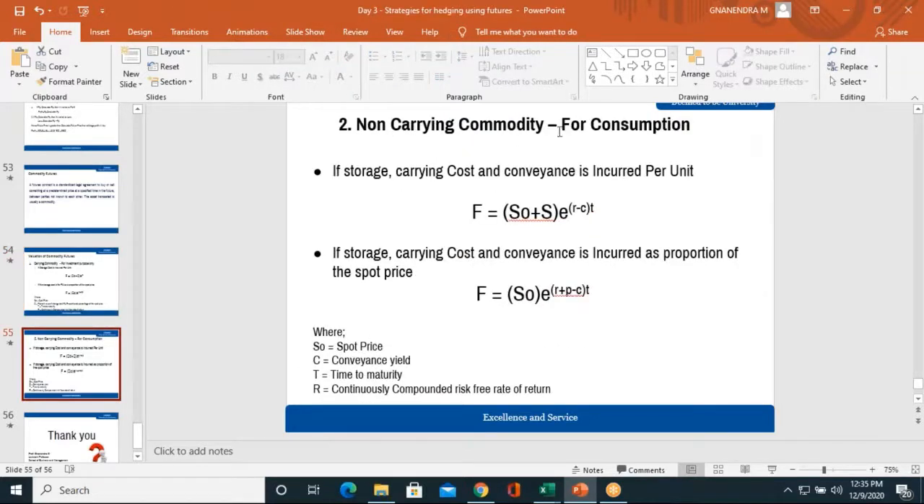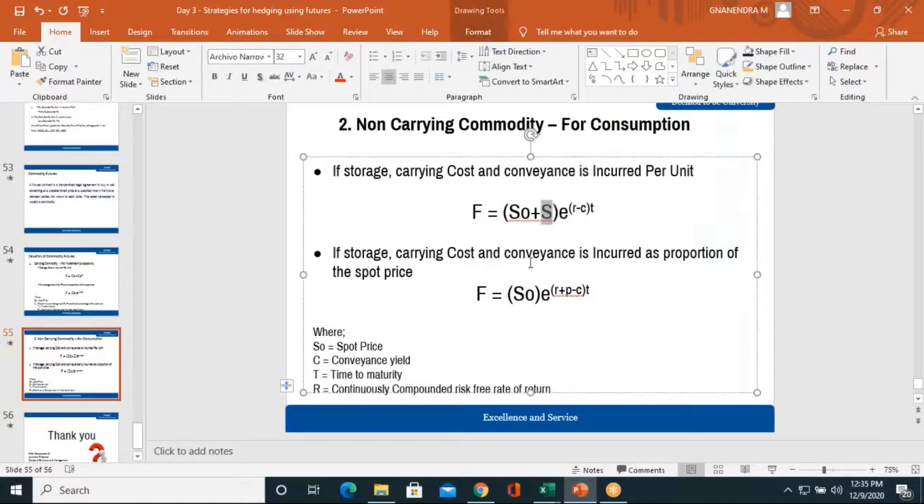Similarly, for non-carrying, this is for consumption, maybe agricultural products like oil, soybean, or whatever I was telling you before in the example. For that, you can use the model which is available for non-carrying commodity. Again there is a storage cost, but there is a new addition called conveyance, that means carrying or transportation cost, because this is for consumption, right? So if it is consumption, they have to deliver that to the trader, or I can say to the purchaser. When they purchase, the transportation charges also will be charged. That also has to be included here.